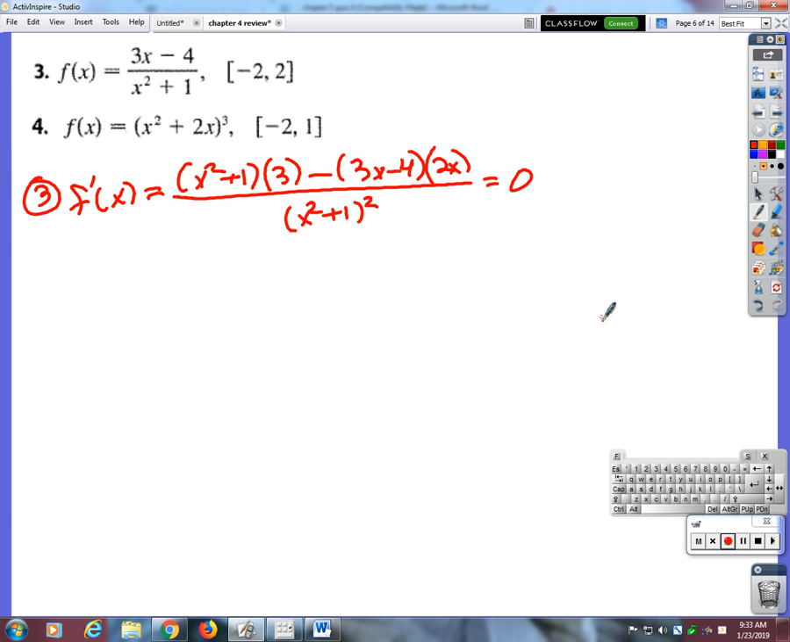Okay. Then for fractions, to set them equal to 0, you only have to worry about the top equaling 0. So get rid of that stupid stuff on the bottom. So 3x squared plus 3 minus, in parentheses still, 6x squared minus 8x equals 0. So I distributed the 3. I distributed the 2x. I did not yet distribute the negative. I will do that now. So negative 3x squared plus 8x plus 3 equals 0.